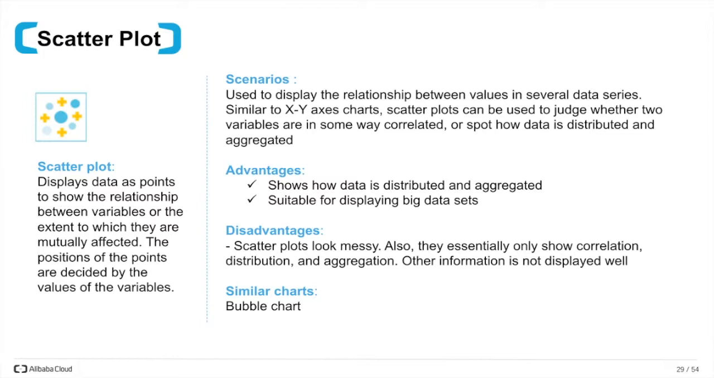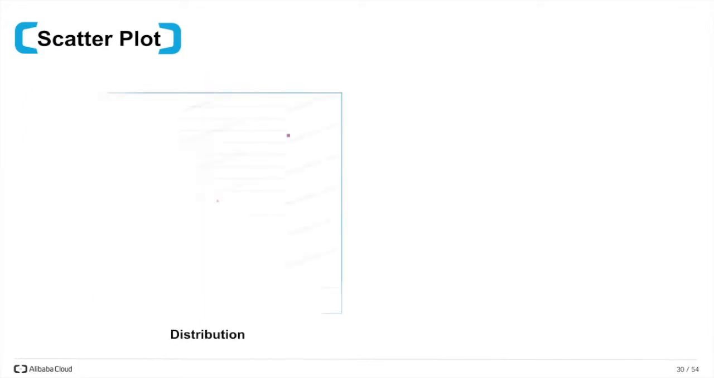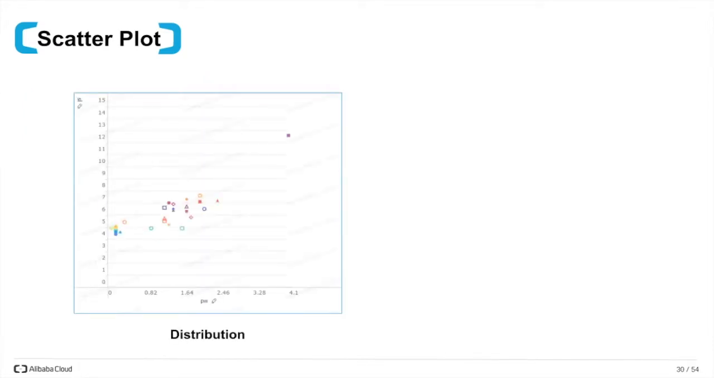Scatterplot. The purpose of using a scatterplot is when you have a bunch of very massive data, but you don't see clear relationships or correlations between all your data. Then you want to use the scatterplot to give you some insights. The first purpose is to see the distribution of my data.